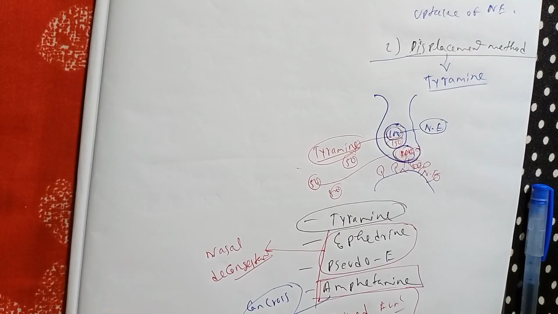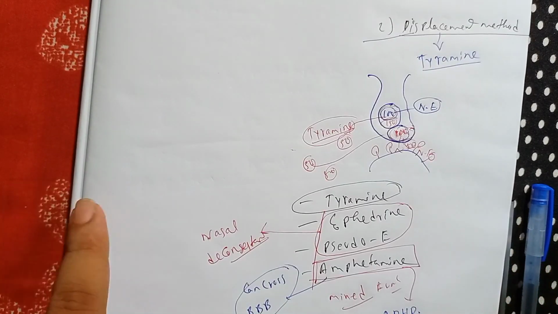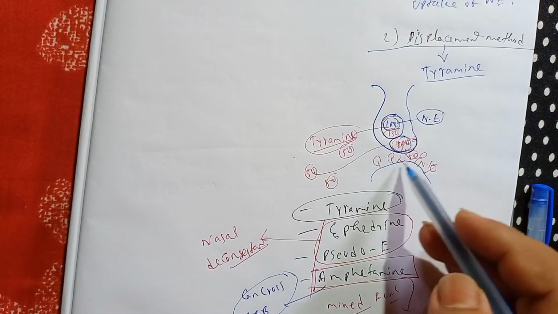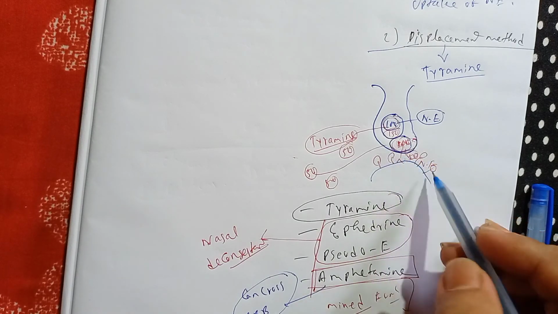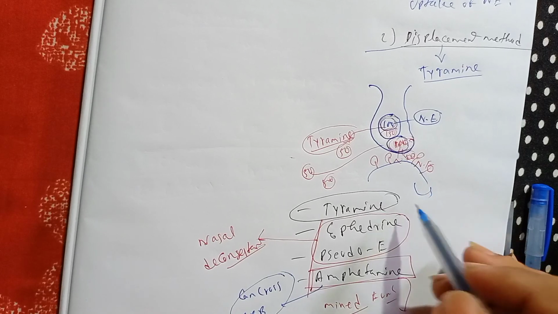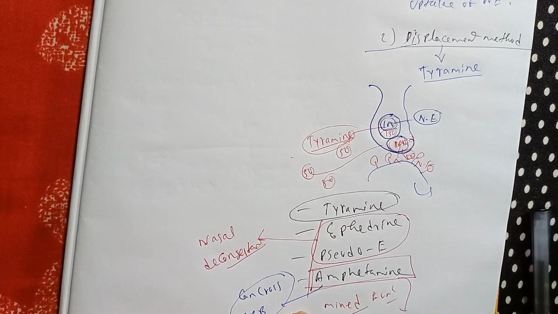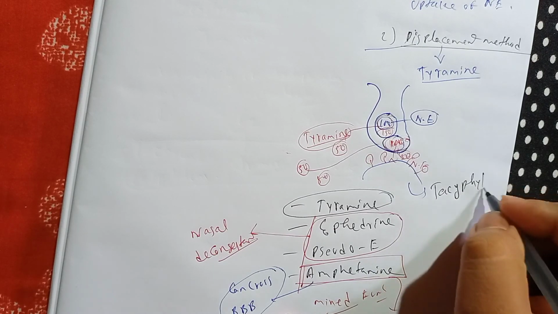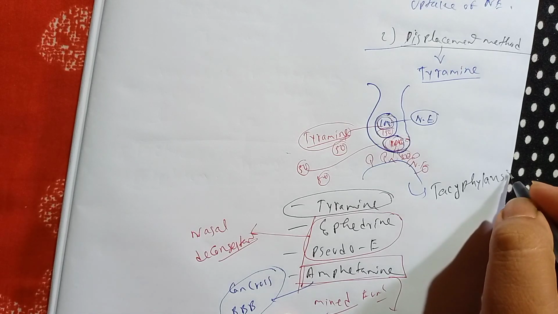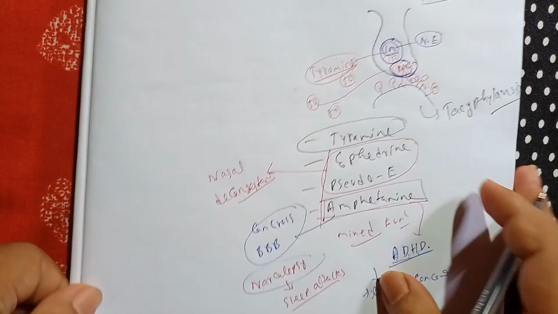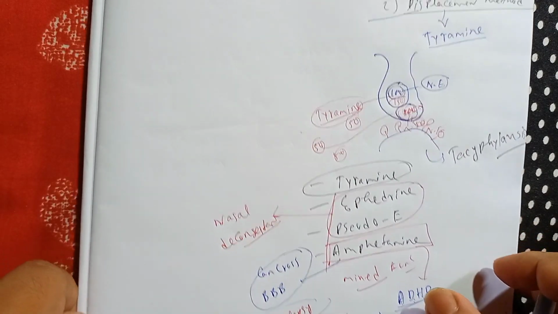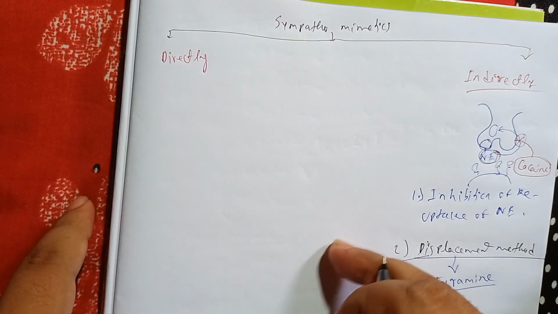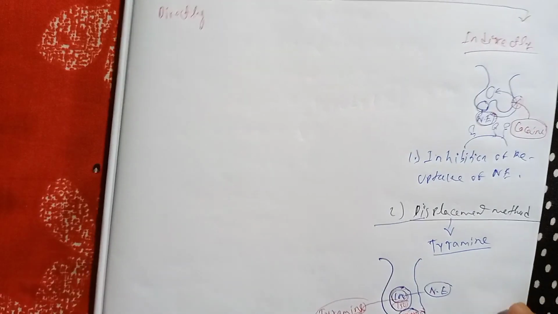Okay, and one more thing I didn't mention, I should mention it here. We are seeing here that by the displacement method, the tyramine is coming here and the norepinephrine is released outside. This condition is also known as tachyphylaxis. Also a very, very important term, tachyphylaxis. So this is all about the indirect method. Now we'll talk about the direct method in the next subsequent videos. Okay guys, see you in the next videos.